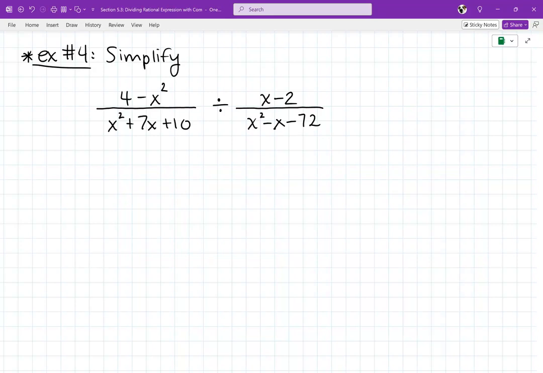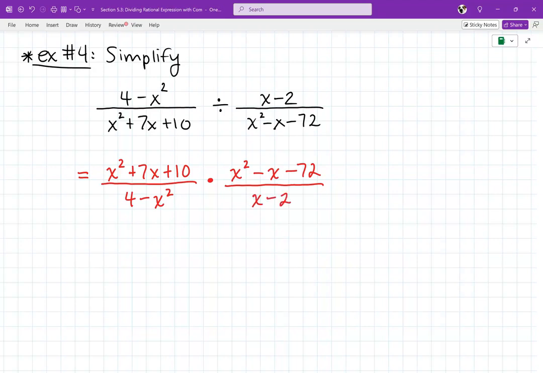Okay. So I'm gonna rewrite this first. Okay. So let me correct color here. So there's gonna be x squared plus 7x plus 10 over 4 minus x squared times x squared minus x minus 72 over x minus 2. And remember, with these tough ones, I used to do them in sections, right? So I'm going to start with the left side fraction top part, okay?